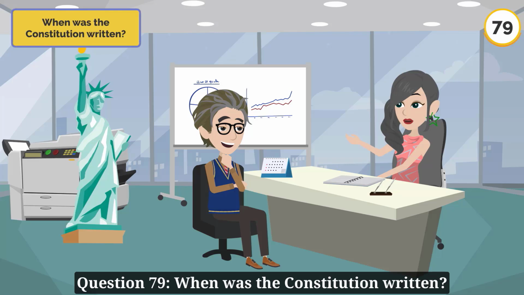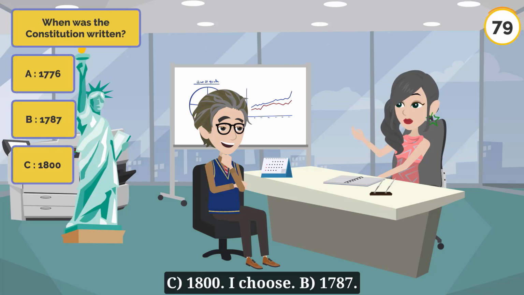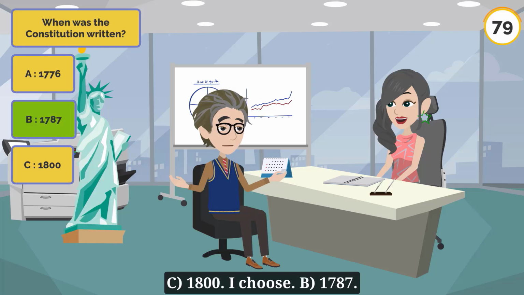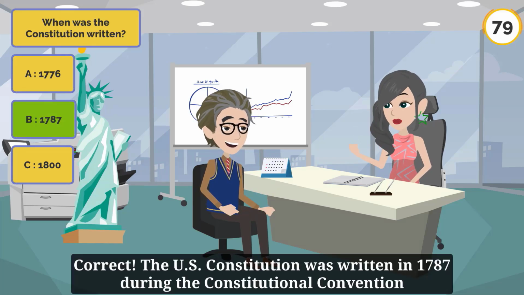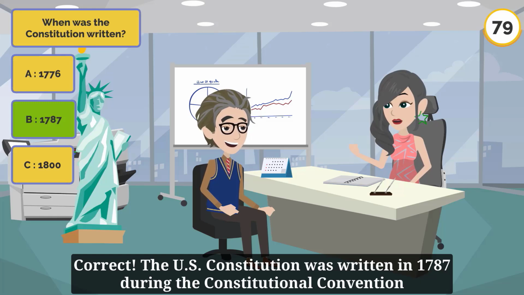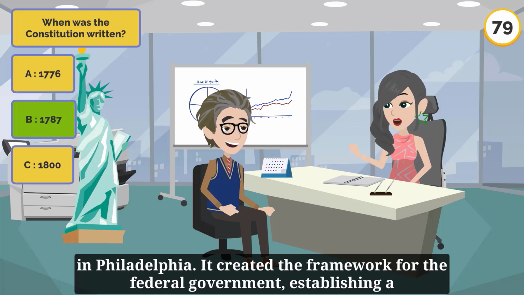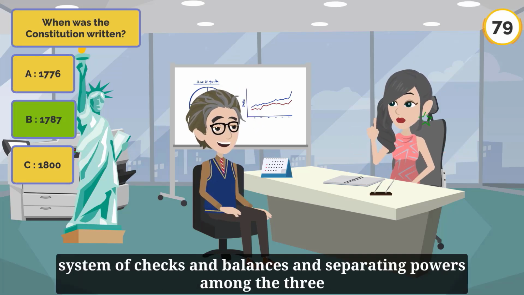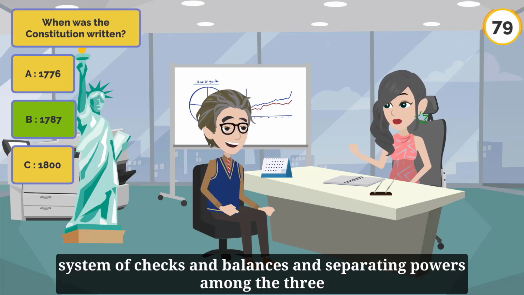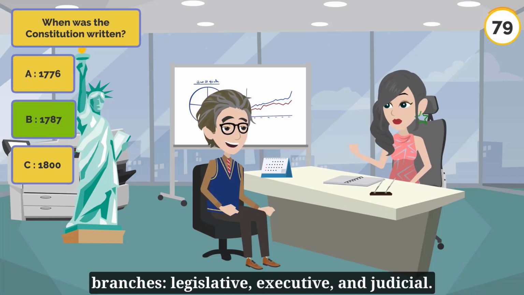Question 79. When was the Constitution written? A. 1776. B. 1787. C. 1800. I choose B. 1787. Correct. The U.S. Constitution was written in 1787 during the Constitutional Convention in Philadelphia. It created the framework for the federal government, establishing a system of checks and balances and separating powers among the three branches: legislative, executive, and judicial.